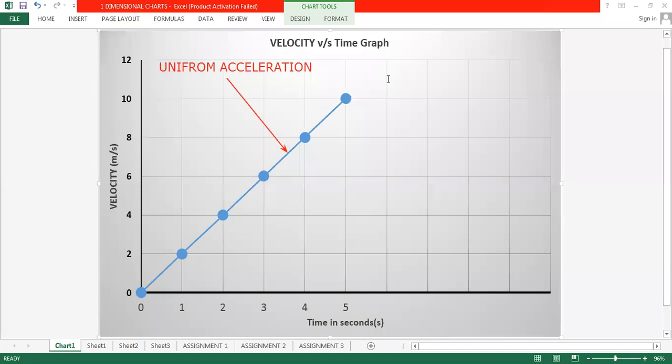Very good, Mahesh. What was this line representing, class? Very good, Avni. Very good, Ruchir. On the displacement time graph, beta, what was this line representing? Very good, Krish.